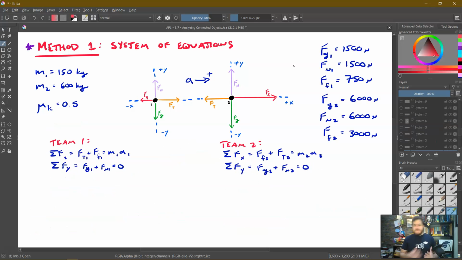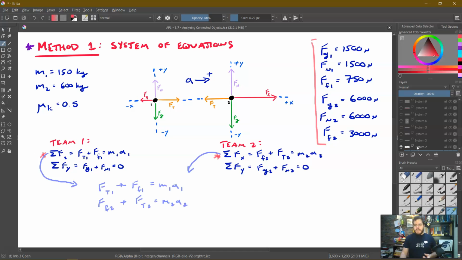Up to this point, we've really just been doing prep for finishing this method of system of equations. So, once again, everything here is no different. All I've done now is write the forces we've calculated over here on the right-hand side, so I just have them for later. And what we're going to do now is specifically look at the two equations that involve acceleration, this equation here and this one here for Team 1 and Team 2. And I'm going to rewrite them down here.